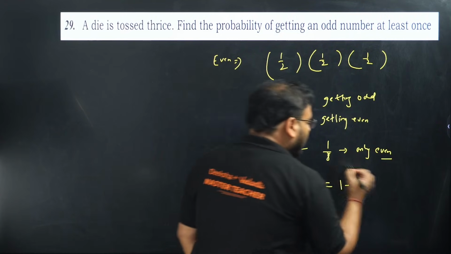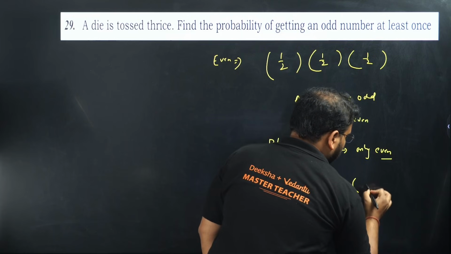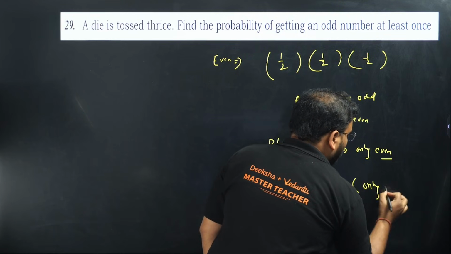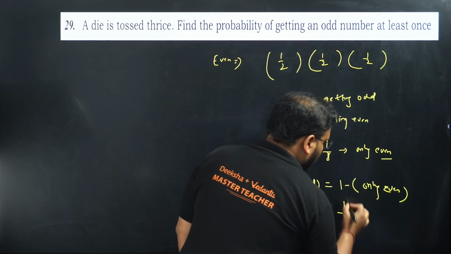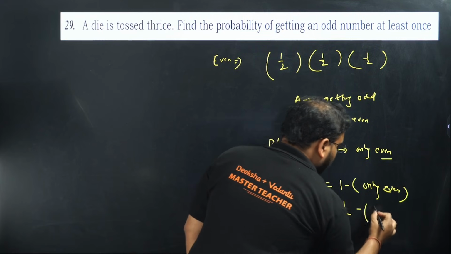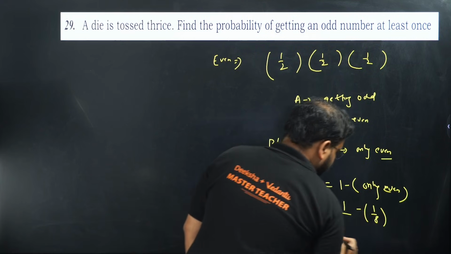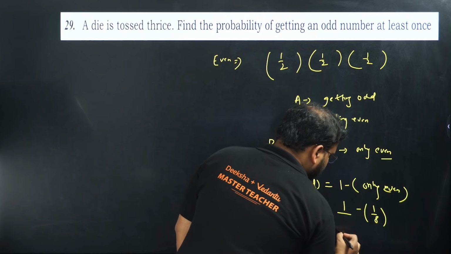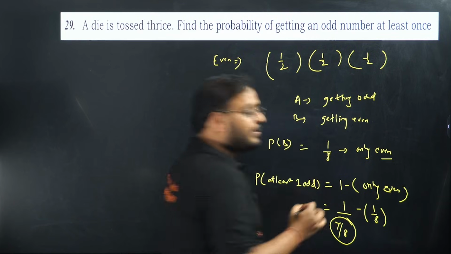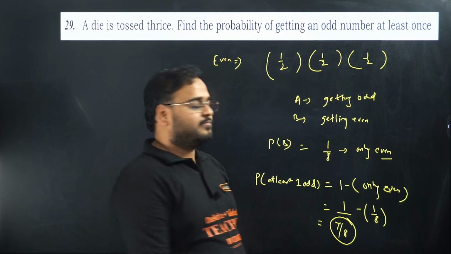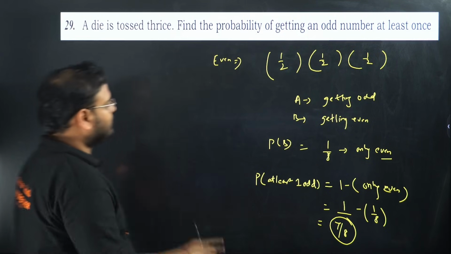So the chances of getting all the evens, we're going to remove it. Okay? We'll remove the chances of getting only even numbers. This will give me the answer as 1 minus 1 by 8. That becomes 8 minus 1, so 7 by 8. The answer will be 7 by 8. Okay? This is your answer.